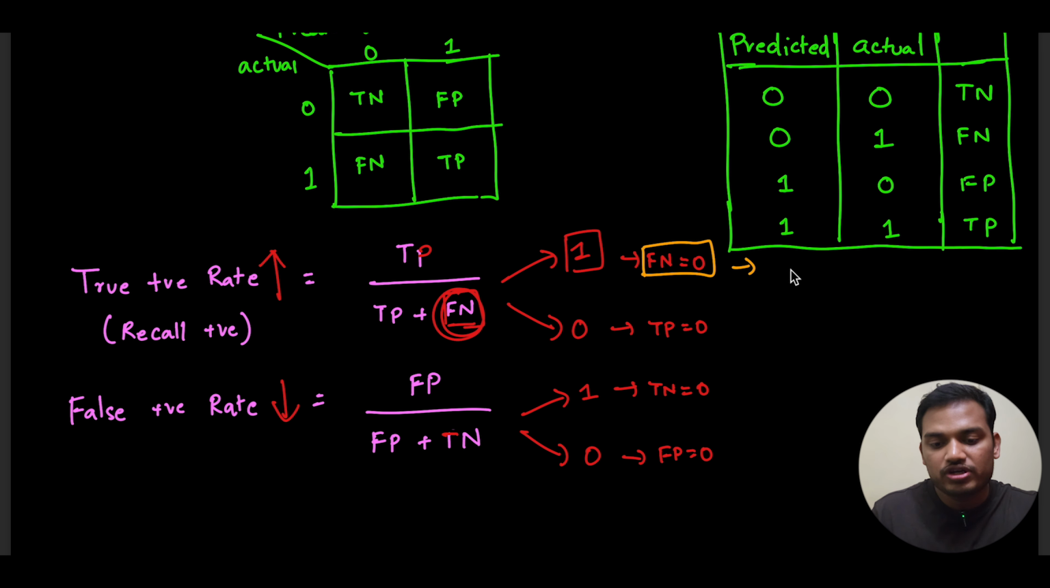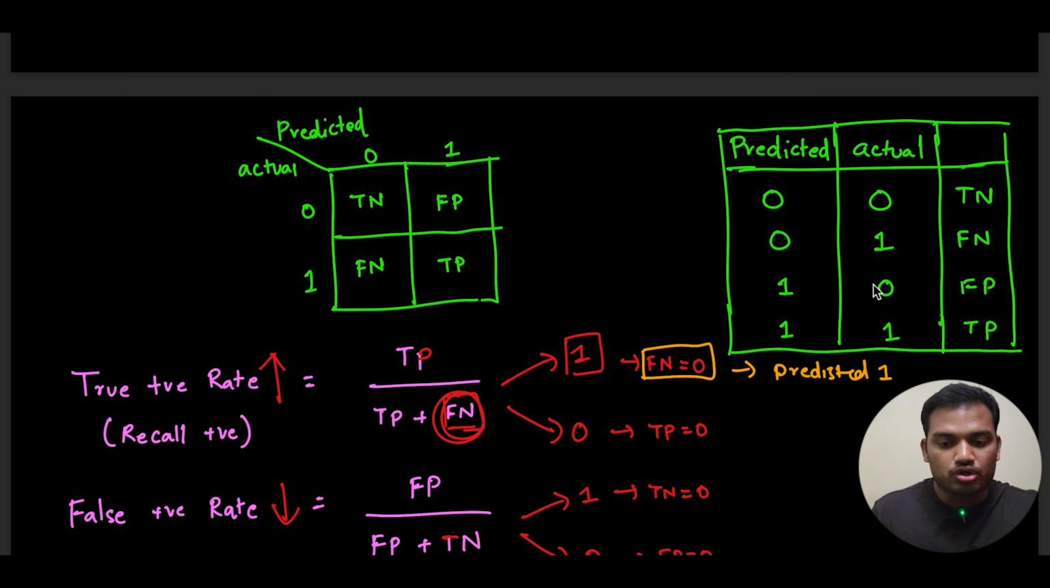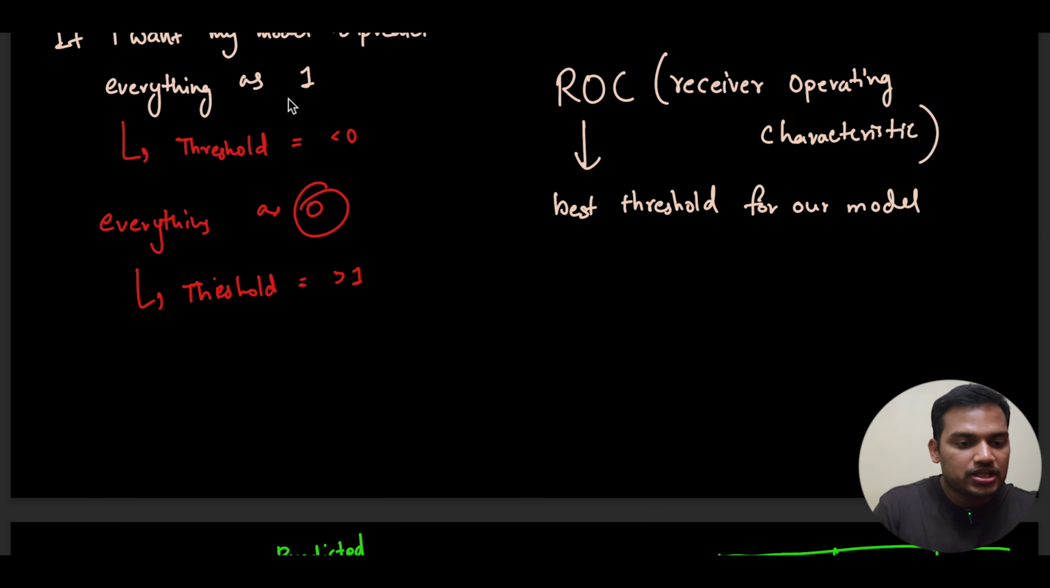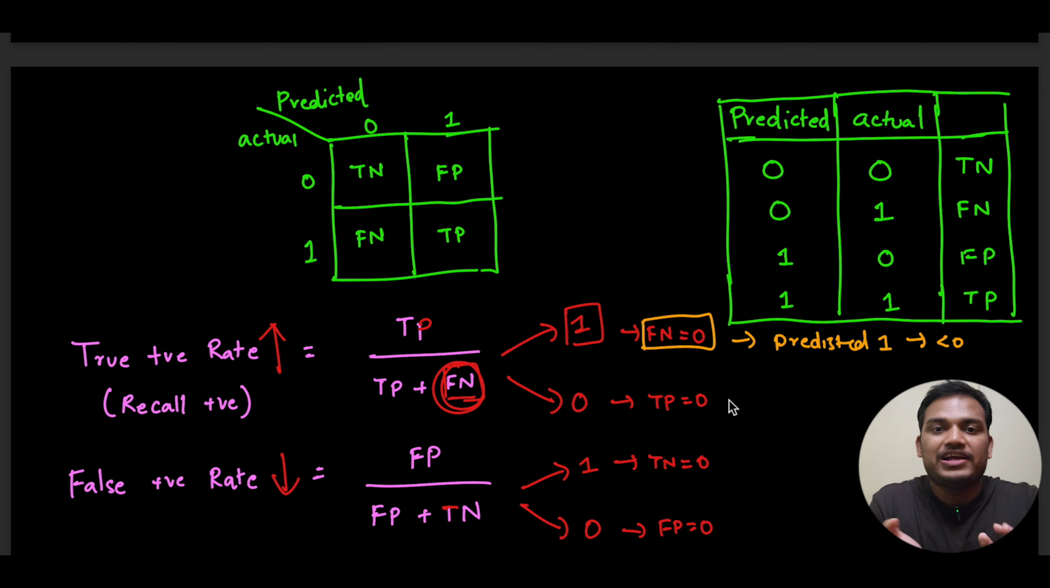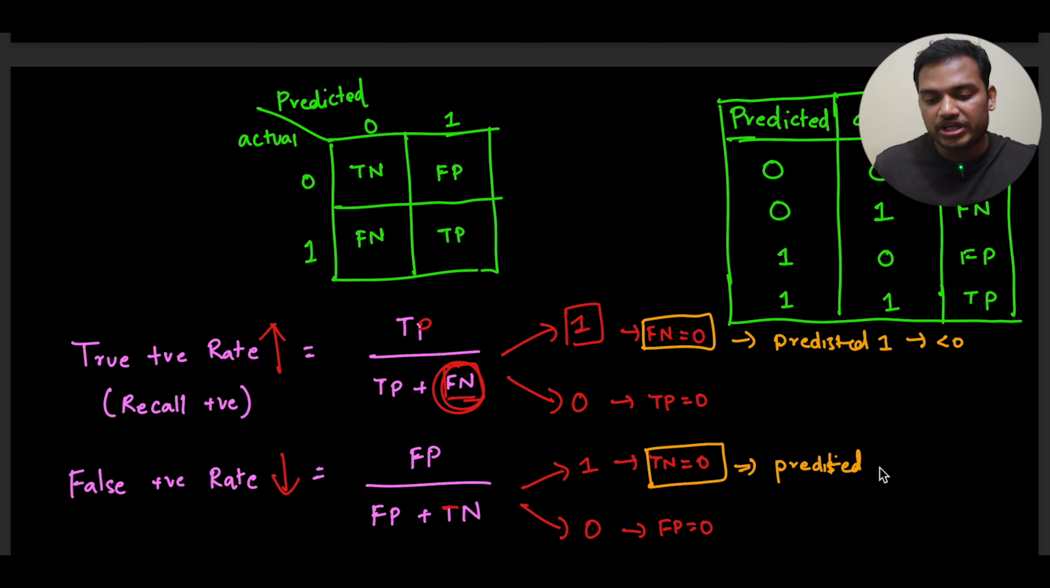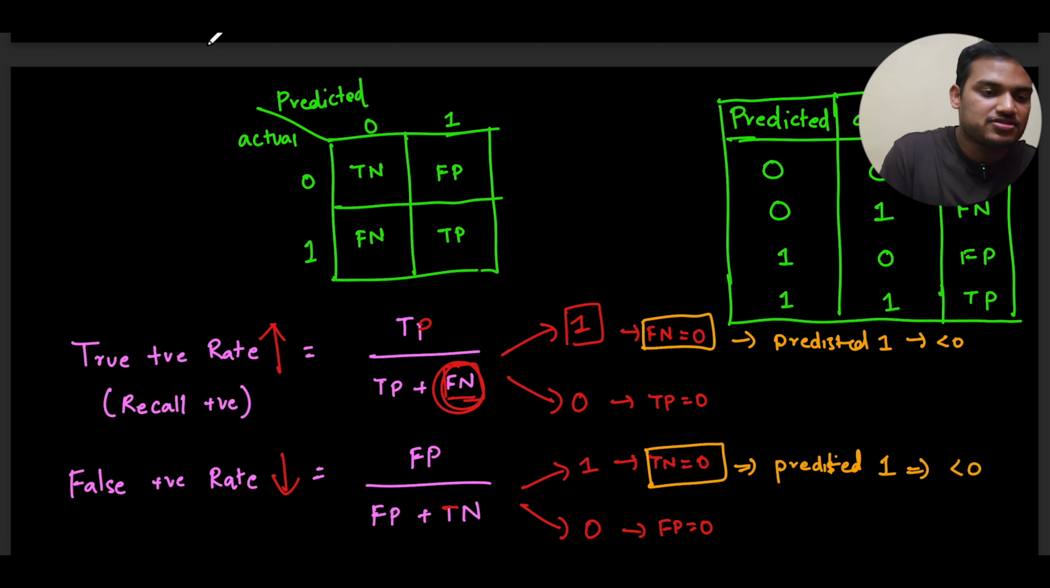So that's why we'll try to make all the predicted values 1. And how can we do that? If you want every predicted value as 1, then what should be my threshold value? My threshold value will be slightly less than 0. And similarly, if you want to make true negative also 0, then we always want the predicted value as 1 and the corresponding threshold value should be less than 0.